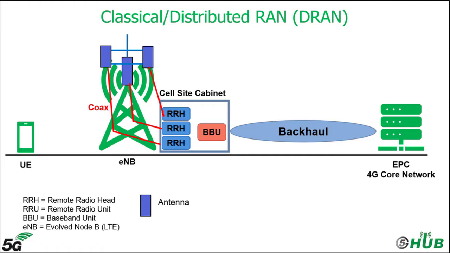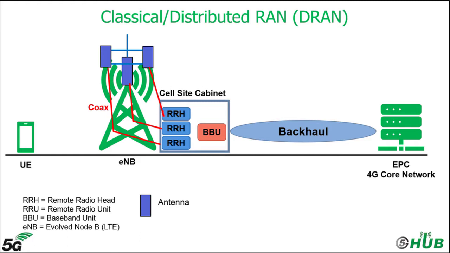Most mobile network operators today are built with a DRAN or classical RAN network architecture, whereby the baseband unit or BBU and remote radio unit RRU are co-located as a cell site, typically in a cell site cabinet near or at the base of the tower.